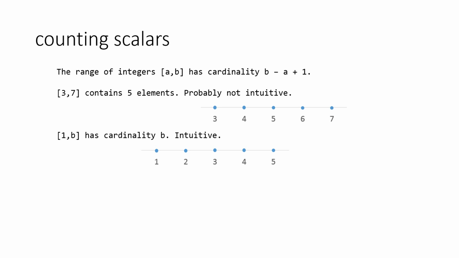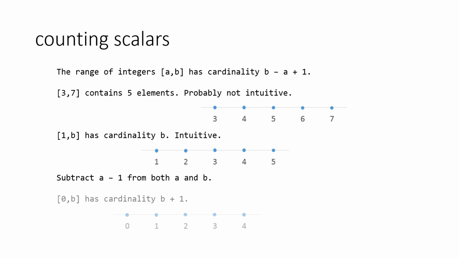For one-based ranges, you don't need to calculate b minus 1 plus 1. The minus 1 plus 1 cancels, so the cardinality is just b, and that's what makes one-based counting intuitive. You can translate any range to be a one-based range to make it intuitive. Just subtract a minus 1 from a and from b. And zero-based ranges are very common in programming. In that case, a is 0, so the cardinality is b plus 1.